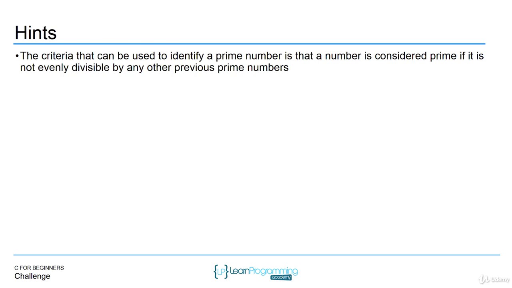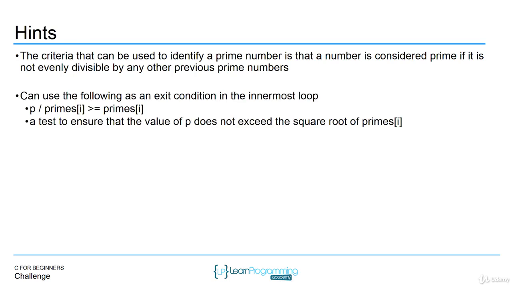You also want to only look up to a certain number. So you can use the following as an X condition in the innermost loop. So again, what you're going to need to have here is you're probably going to need to have two loops. We already mentioned the third loop at the bottom, printing out the data. But you're going to need to have two loops for this assignment. And the algorithm that I'm discussing here is a more improved algorithm.